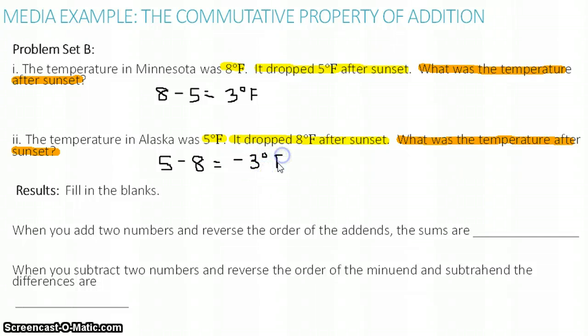So notice in this subtraction problem, we had the same two numbers, but when we reverse the orders, our answers are not identical. They're actually opposites, 3 degrees and the opposite of 3 degrees, or negative 3 degrees. And this will always be the case. So when you add two numbers and reverse the order of the addends, the sums are equal. So when we added, we got the same result.